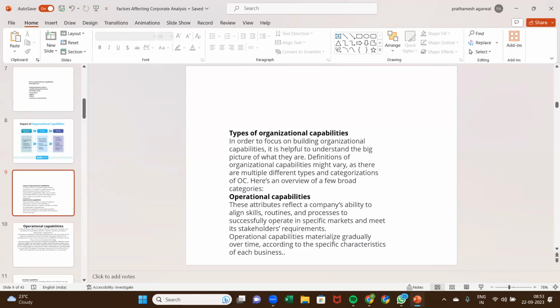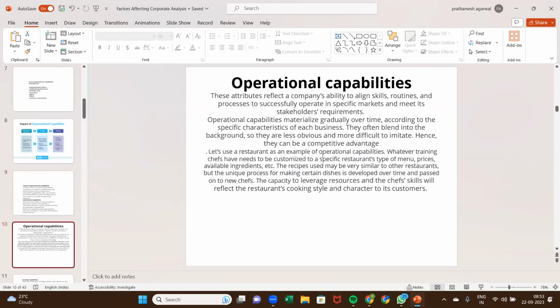Then what comes next is the operational capabilities a little bit in detail. These attributes or these factors reflect a company's ability to align skills. All right. Align skills means what? Placing the right person in the right department, so there is no misfit. An HR person going into finance is not going to work.